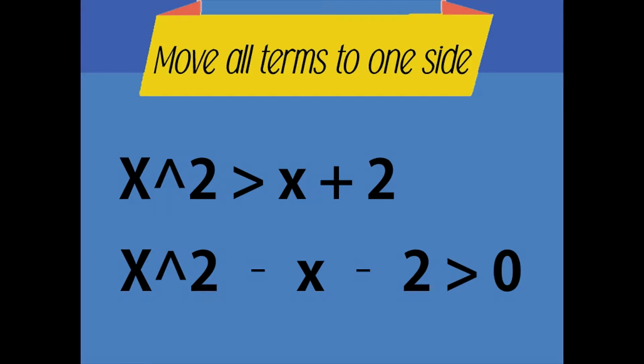As you can see right here, there's an x plus 2, and in order to move them to the other side, we need to subtract them by a value that will result to 0. So x minus x and 2 minus 2. Now if we're going to subtract here, we're also going to be needing to subtract here. Hence the result of x squared minus x minus 2 greater than 0.